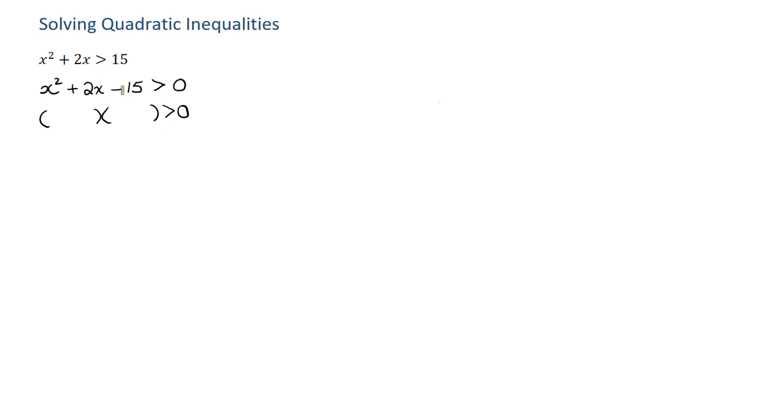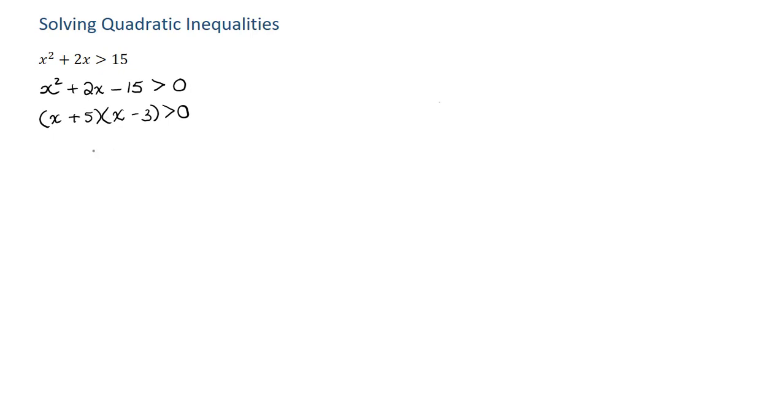We are looking at two numbers that multiply to give us negative 15, and if we add them, they would give us positive 2. Two such numbers would have to be positive 5 and negative 3. Here we would have x and x, because if we multiply, we'll get x squared, plus 5 and minus 3 will give us negative 15, and minus 3x plus 5x will give us 2x.